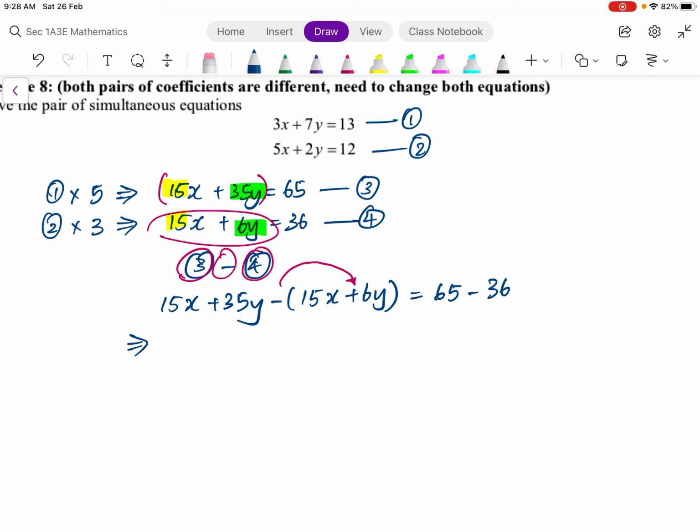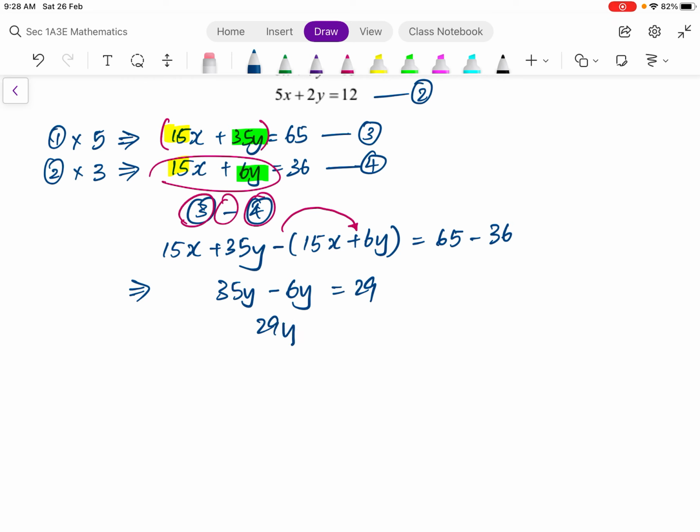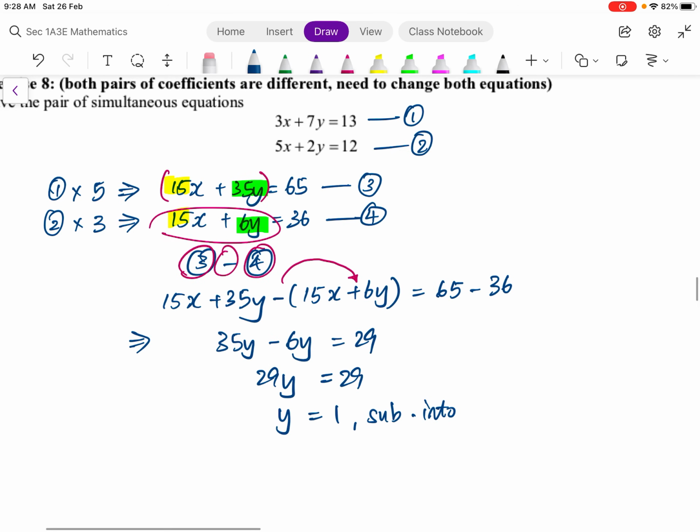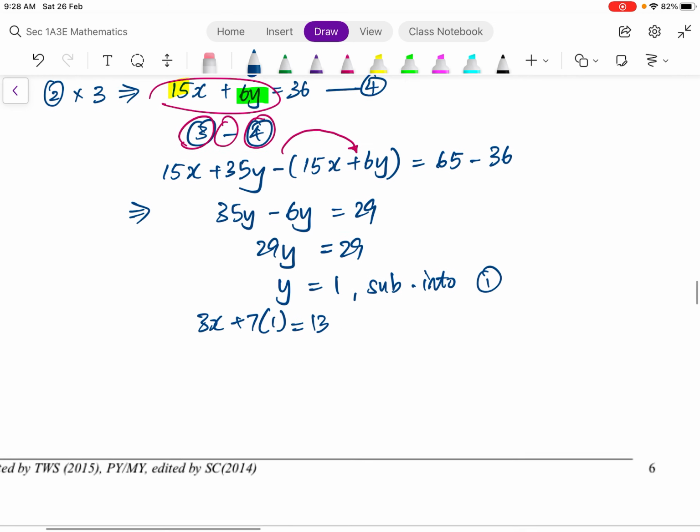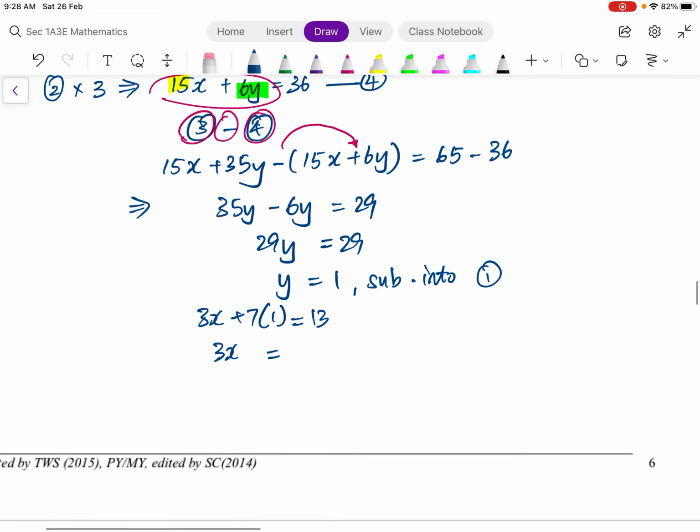So this results in 35y minus 6y, and on the other side, 65 minus 36, we get 29. So 29y equals to 29, y must be equal to 1, and we sub into any of the equations. So we can choose to put it into 1. So 3x plus 7 times of 1, that gives us 13. So 3x must be equal to 13 minus 7, which is 6, and x is equal to 2. So in summary, x is 2 and y is 1.